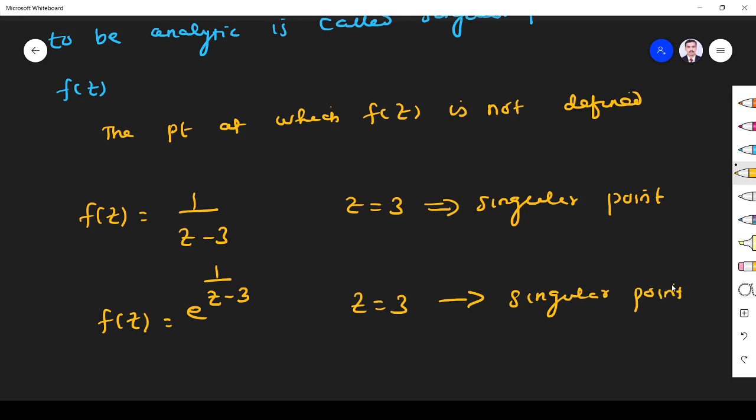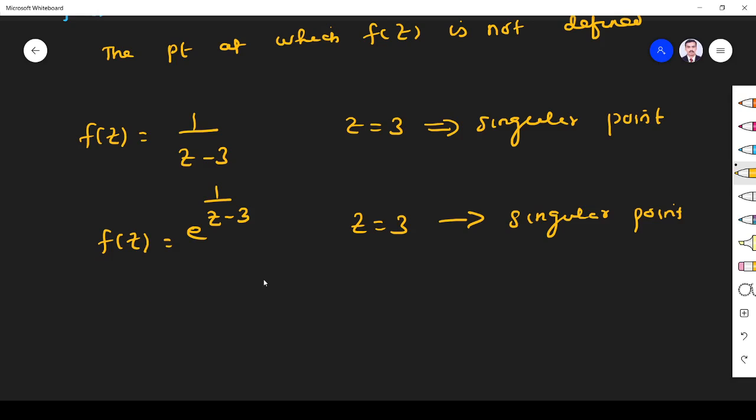So we may have some doubt as an EC student. You are finding at what point the function f of z becomes infinity. It appears like finding the pole. Yes, there is one difference between the pole and the singularity. See example number 2 here. z is equal to 3 is a singular point, but it is not a pole.